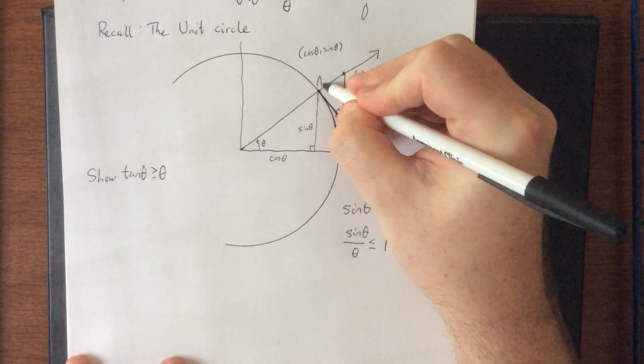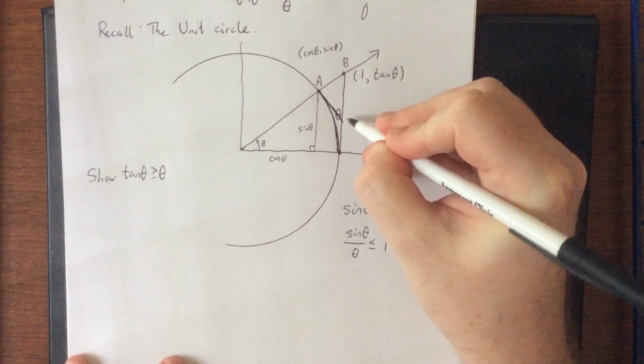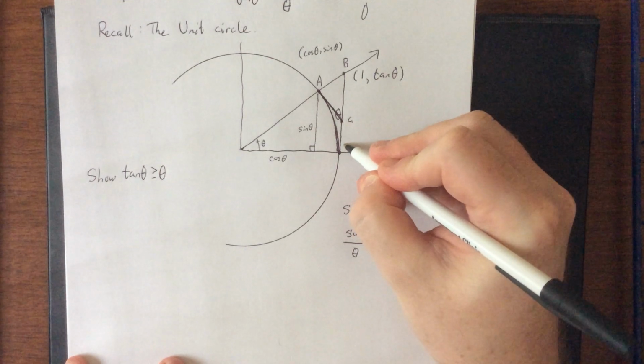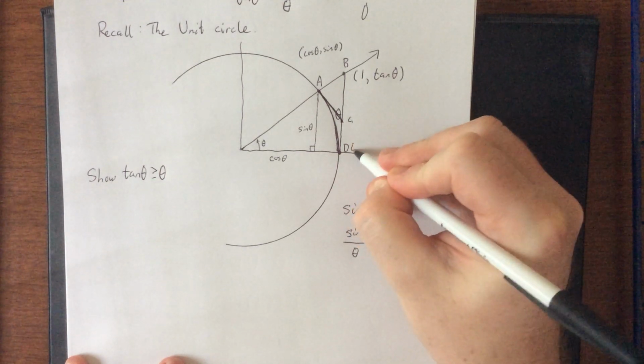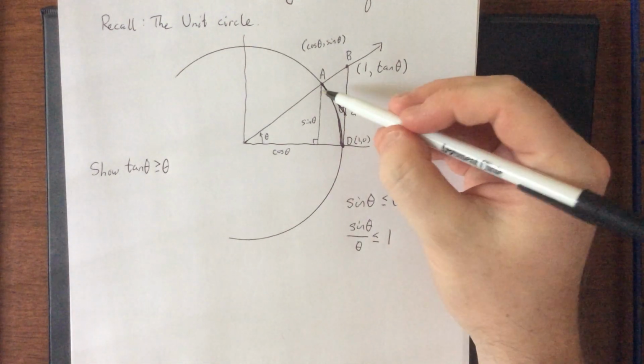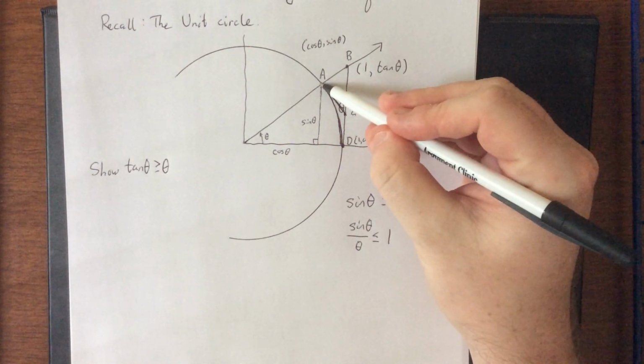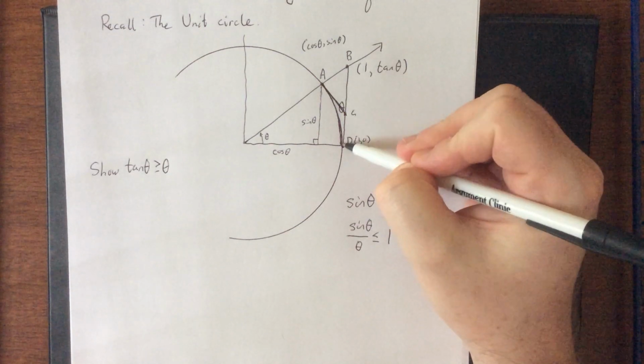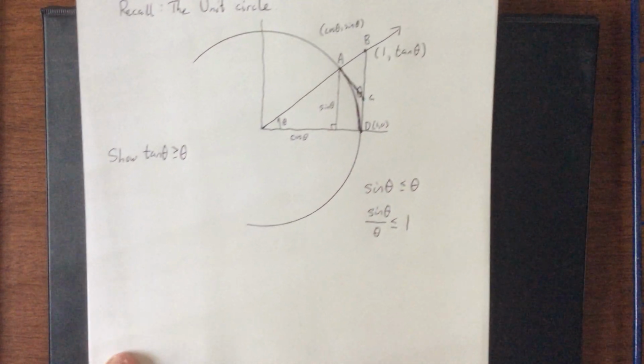This point right here, we'll call this A. Up here, we'll call this B. This point of intersection, we'll call it C. And this point down here that was (1, 0), we'll refer to that as D. Now, if you consider the distance from A to D, you've got the arc, and then you've got these two sides that kind of jut out like this.